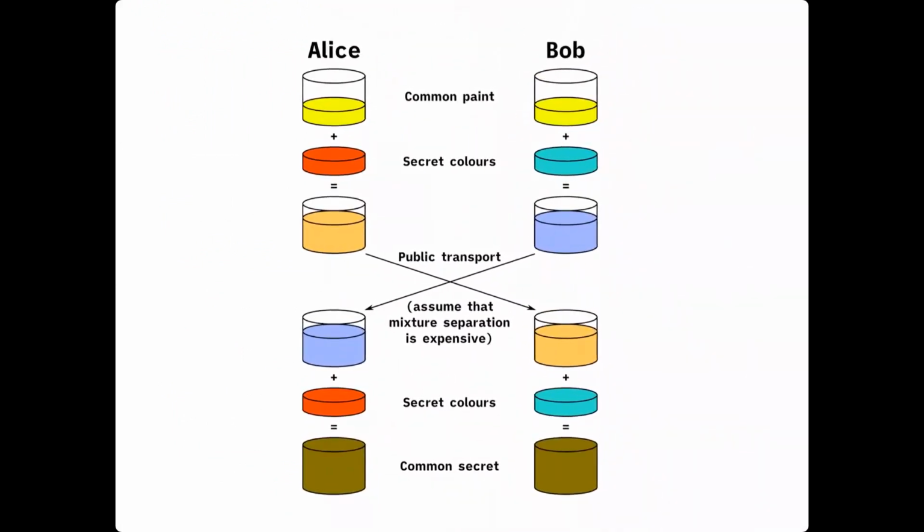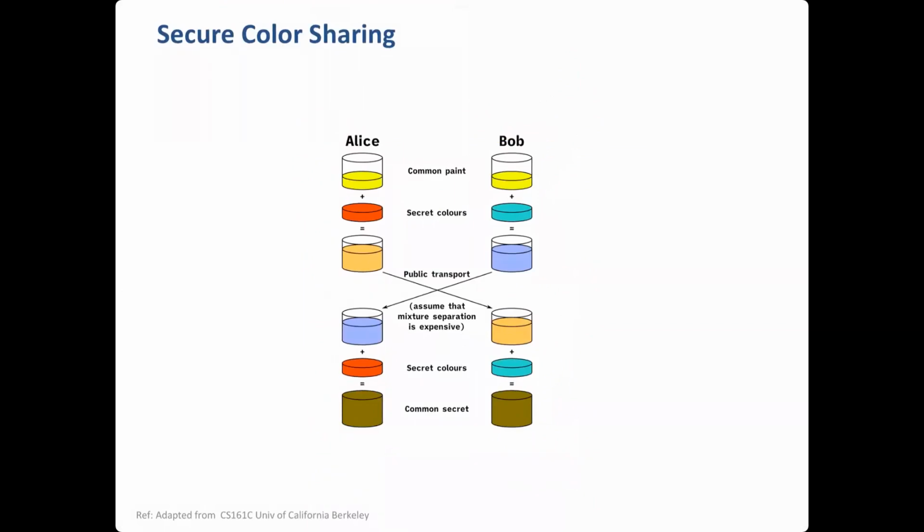What do you see here? This is beautiful, just beautiful. Alice and Bob decide on a common paint. These are the different paints, kept in transparent glass, for example, and they decide a common paint. Now this common paint is known to everyone and nobody can cheat. It's all published. We say yellow is the common paint color.